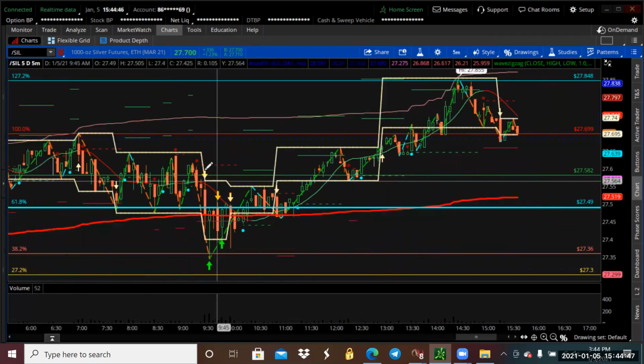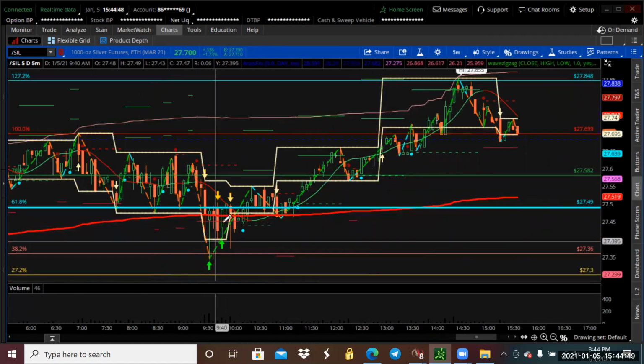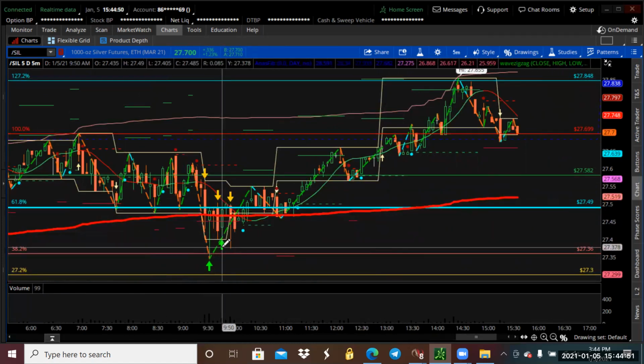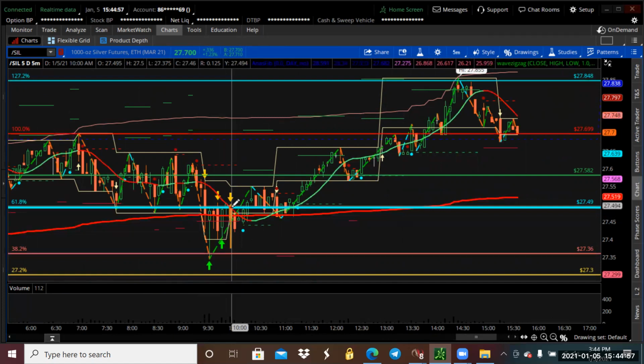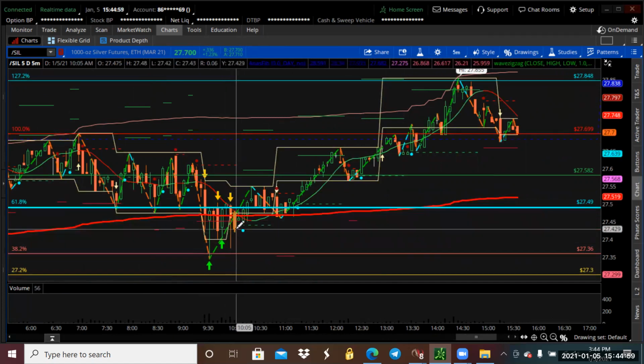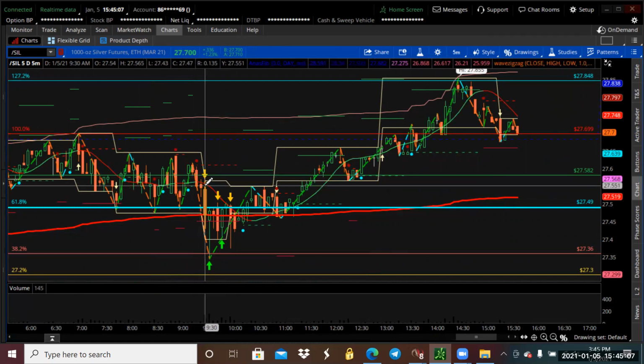To see that, okay, so it's below the 32 HMA. Here you have the confirmation. It went above the VWAP, then gone below the VWAP. It looks like it's going to go short at 10 o'clock. So it's kind of confusing, right? It would definitely take you out.